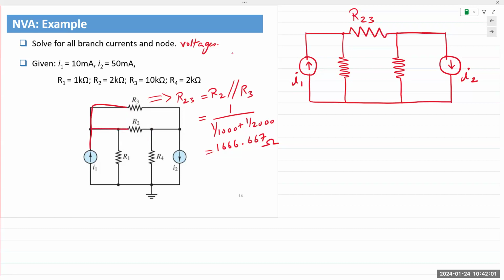Connected here, connected here, connected here. That's 1, 2, and 3. Take 10 seconds and think over it. Do you see that now?